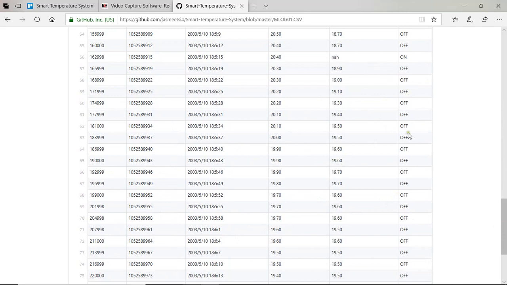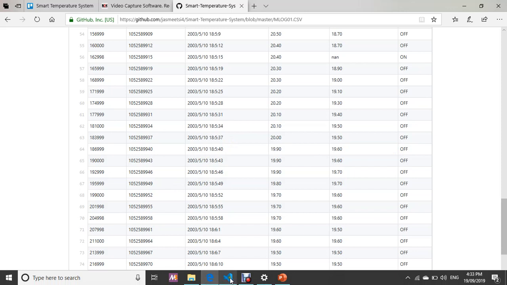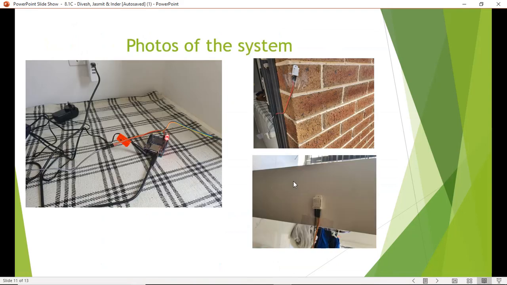So this is all our collected data. Sometimes the status turns on and off. It depends upon the code you have written. These are the photos of our system: the outside and inside room temperature sensors. Sorry, the temperature sensor. This is our Arduino with the Arduino shield over it, and there is the SD card and the LED that is used in place of the heating appliance.